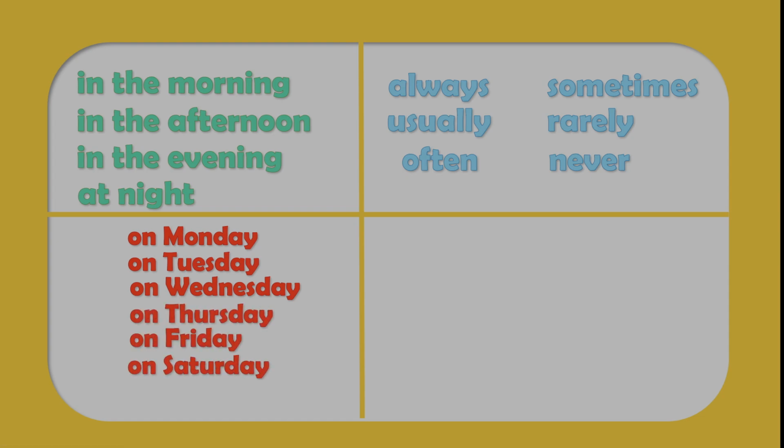We can also include the days of the week. Yeah, if we do a certain activity once a day, why not? We can include the exact day we carry out that activity. On Monday, on Tuesday, on Wednesday, on Thursday, on Friday, on Saturday, and on Sunday.